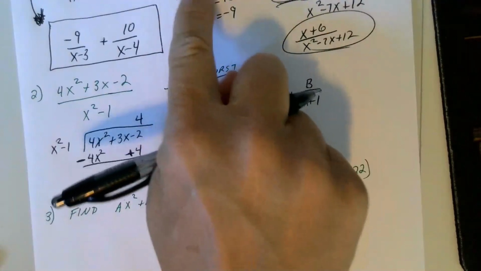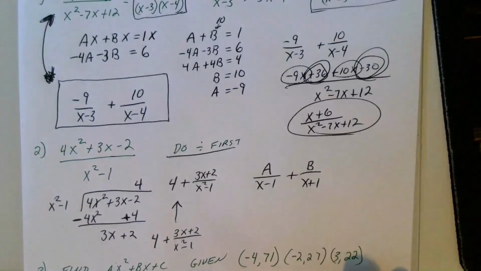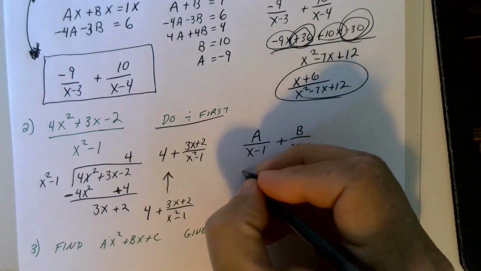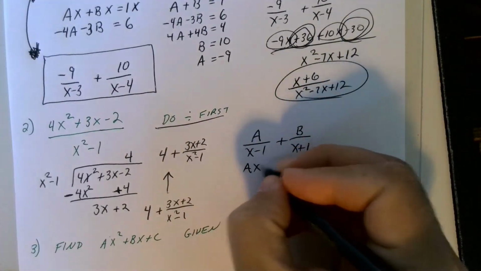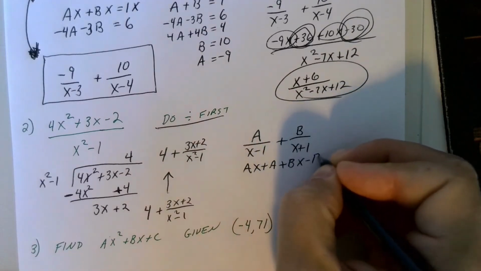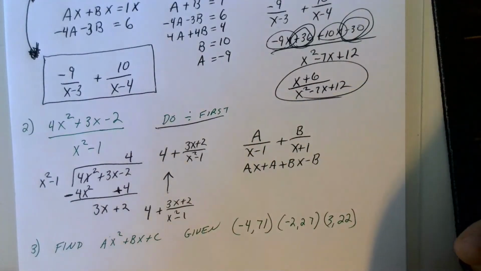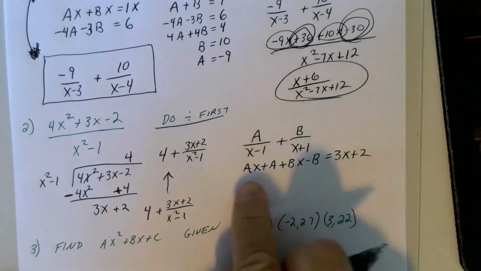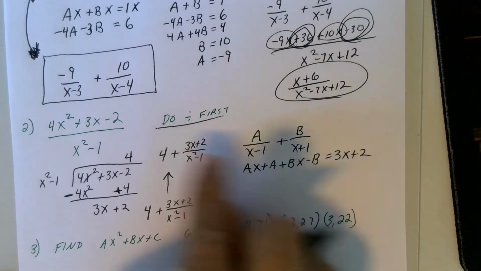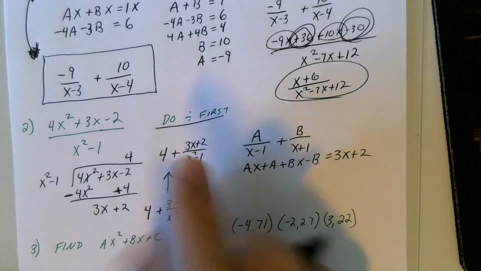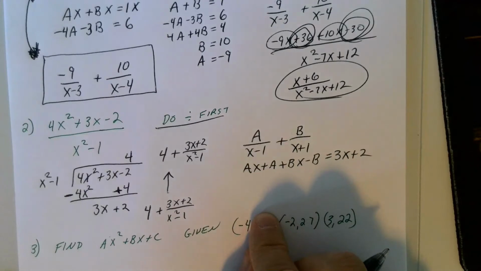Just like what we did up here above on these problems, I'm going to do crisscross smiley face and get these two terms. So I get ax plus a plus bx minus b, and that's supposed to equal 3x plus 2. So the numerator of this equals the numerator of this, and you know x minus 1 times x plus 1 does equal x squared minus 1, so I don't need to write it down. They have the same denominators.